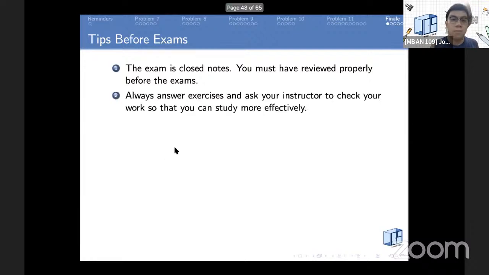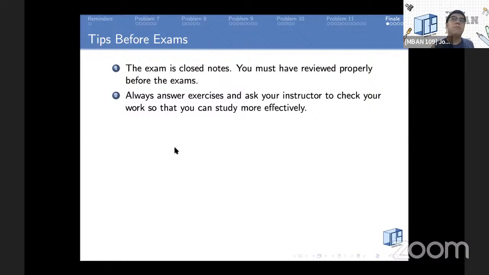So next, always answer exercises and ask your instructors to check your work so that you can study more effectively. Bale, based on experience, talaga nakakatulong ang exercises kasi it helped me recall the concepts more often. Pati na rin yung pag-consult ng instructor. Usually mababait naman ang Institute of Math na prof sa pag-consult. Basta magpaalam lang kayo na magko-consult kayo.